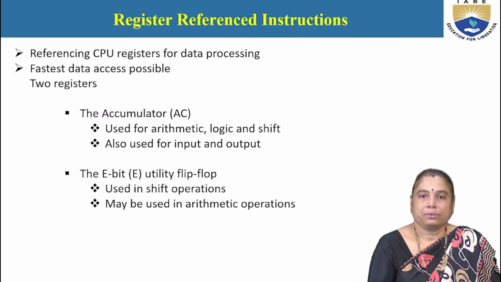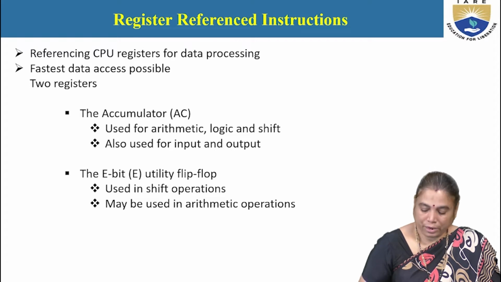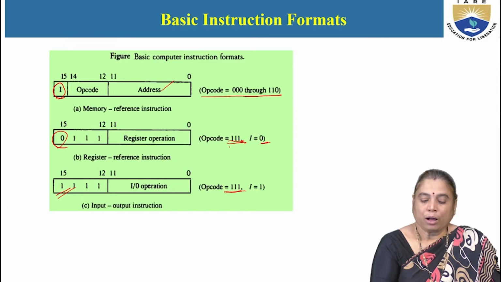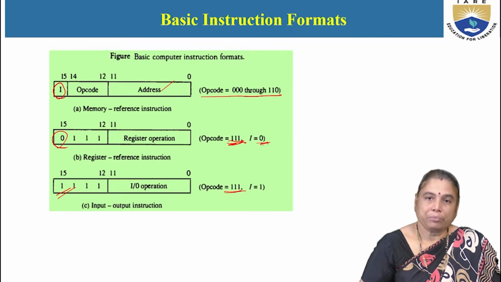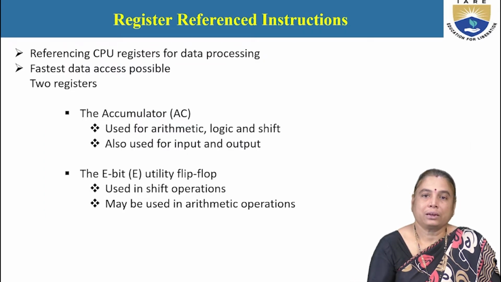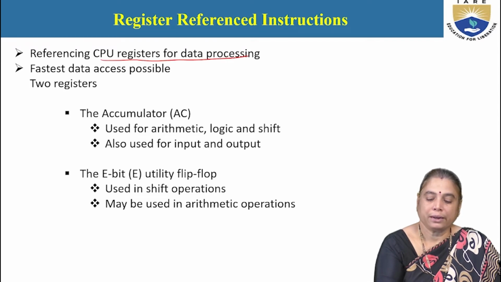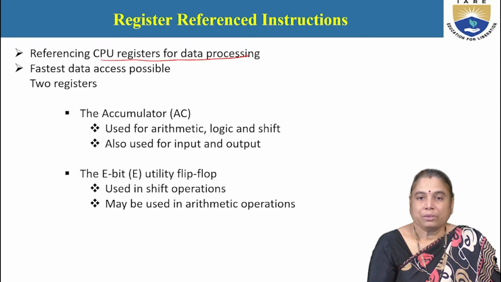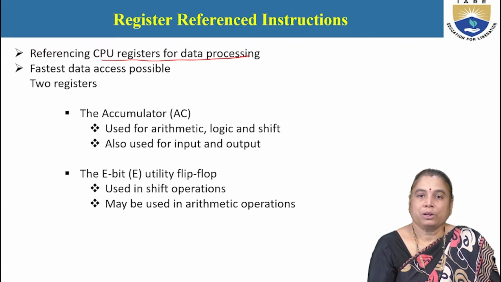What are register referenced instructions? In register referenced instructions, the opcode is 111 and the I value is 0. Those instructions are generally referred to as register reference instructions. These instructions reference CPU registers for data processing. We have categories of registers here. The general purpose registers available in the CPU are used for data processing. They range from R0 to Rn-1 depending upon the processor.